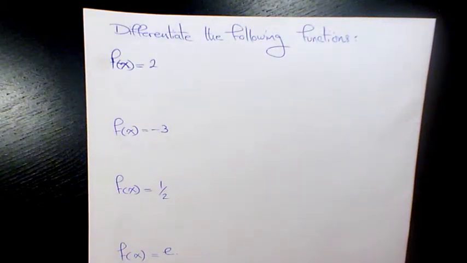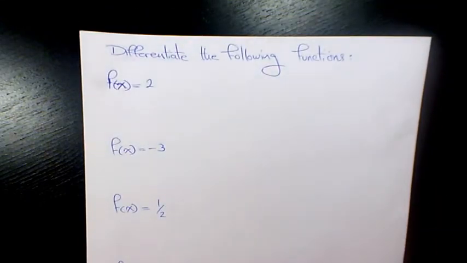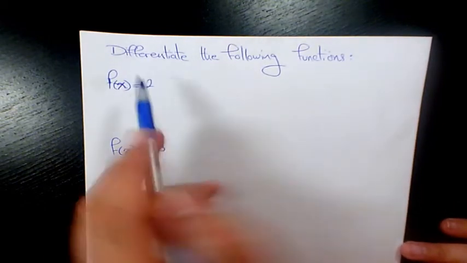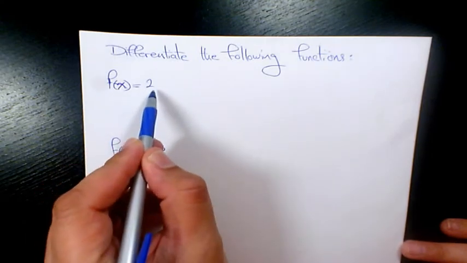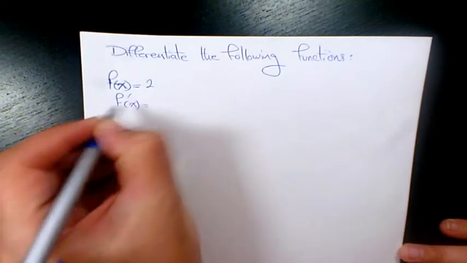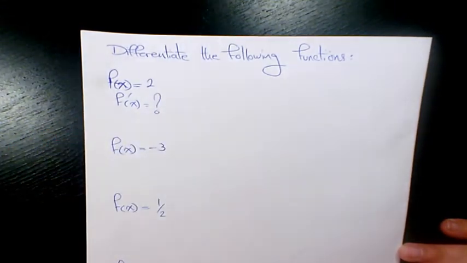Welcome to another video. In this video I want to show you how to find out the derivative of different functions. I'm just going to cover only the polynomial functions in these examples. So the first one is f of x equals 2 and we need to find out the derivative. The first derivative is shown by f prime x. So we need to find f prime x.